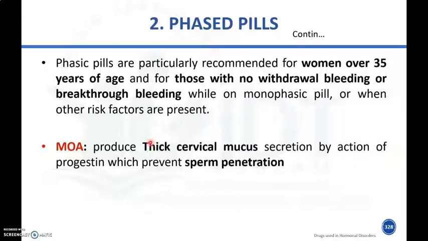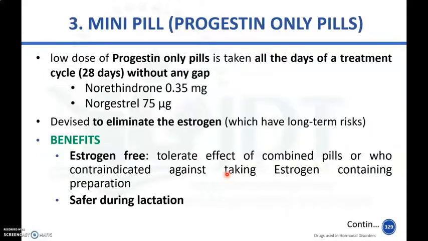Now, what is the mechanism of action of phased pill? It will produce a thick cervical mucosa. So by changing the thickness of cervical mucosa, it will prevent the sperm penetration. So fertilization will not occur. So that is the mechanism of action of phased pills.